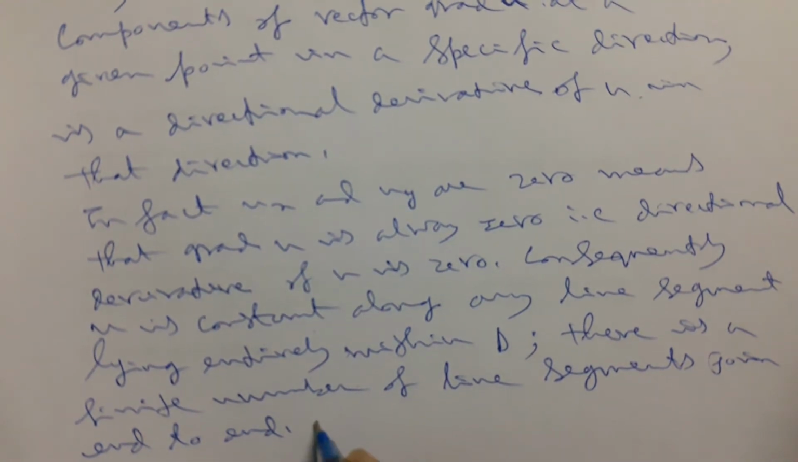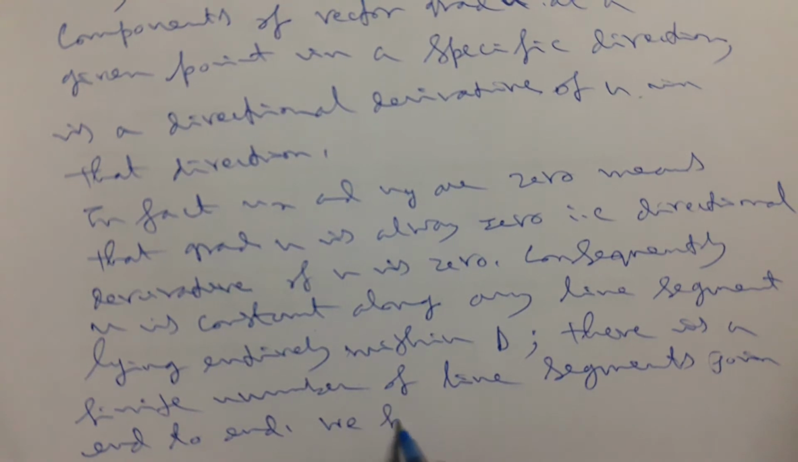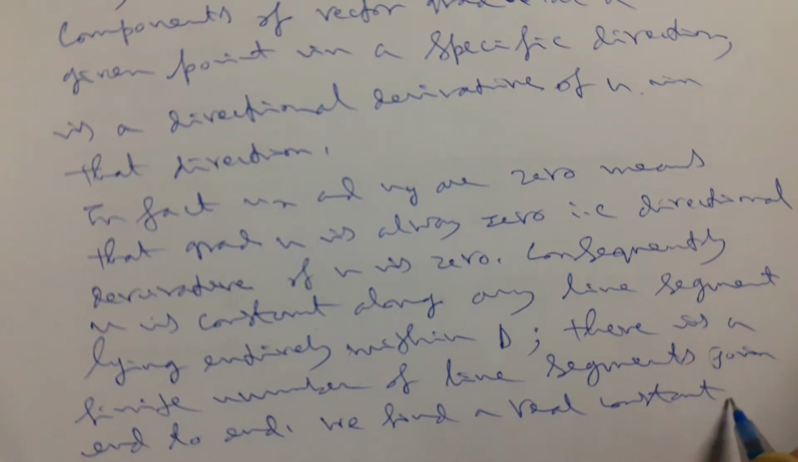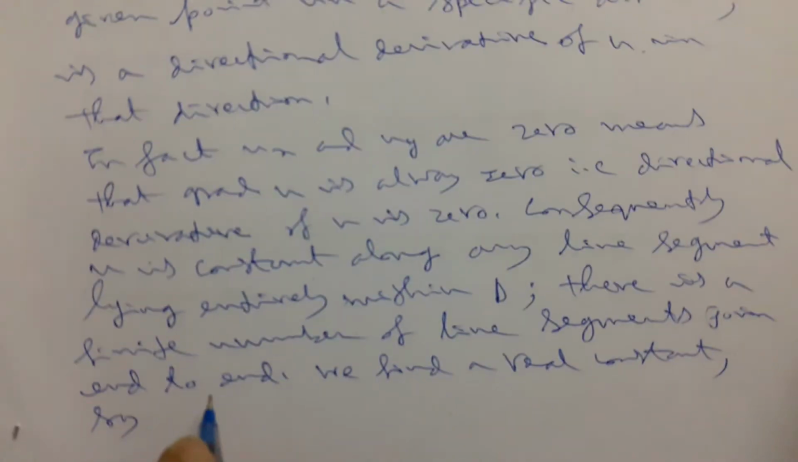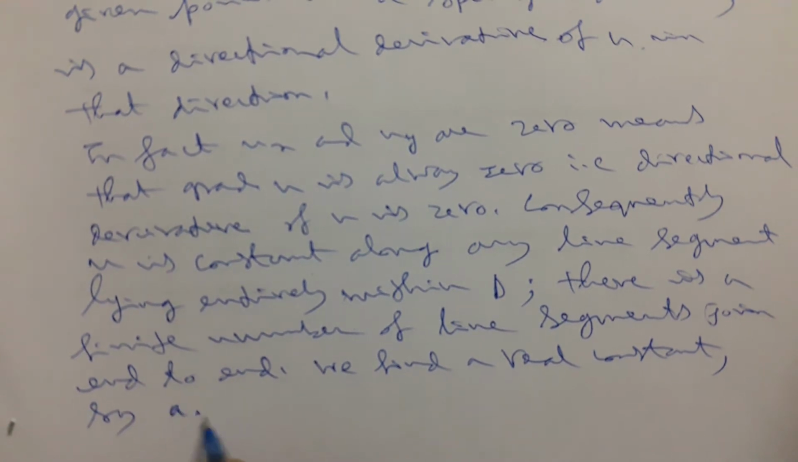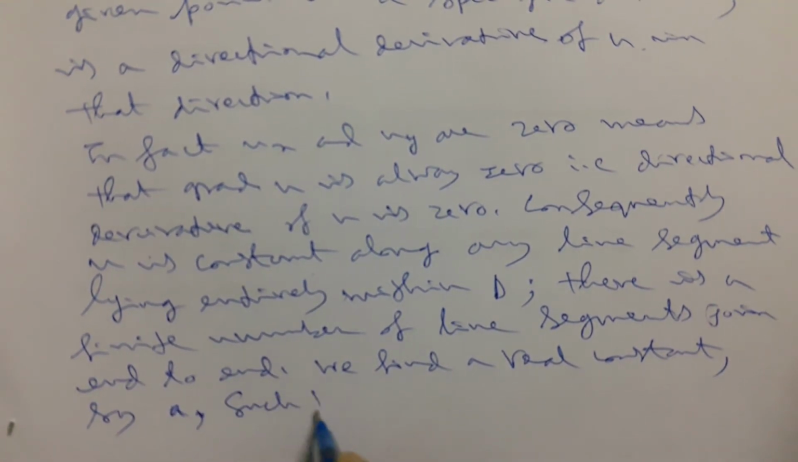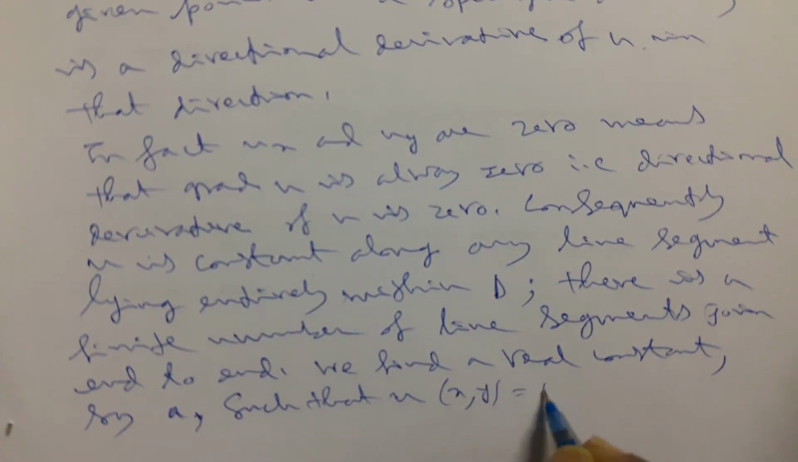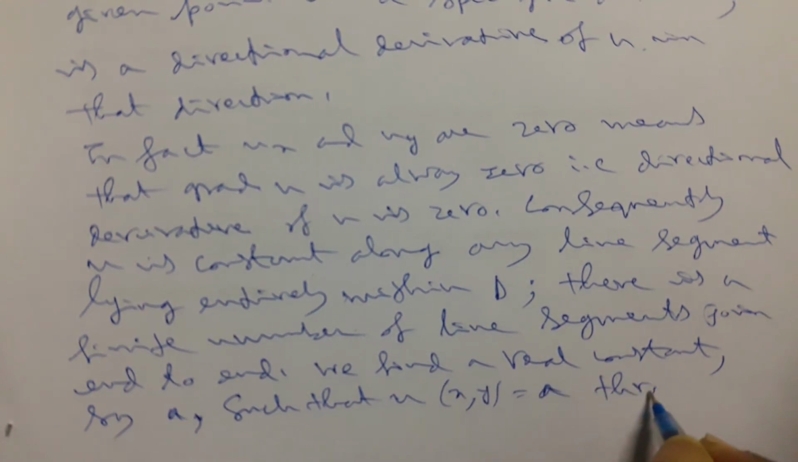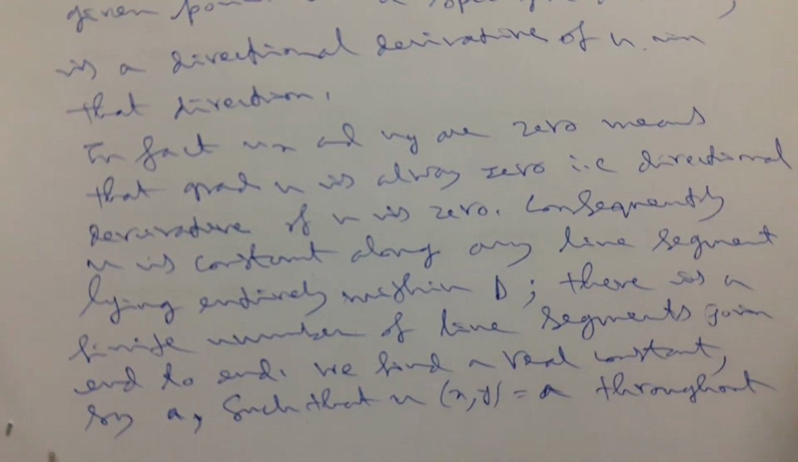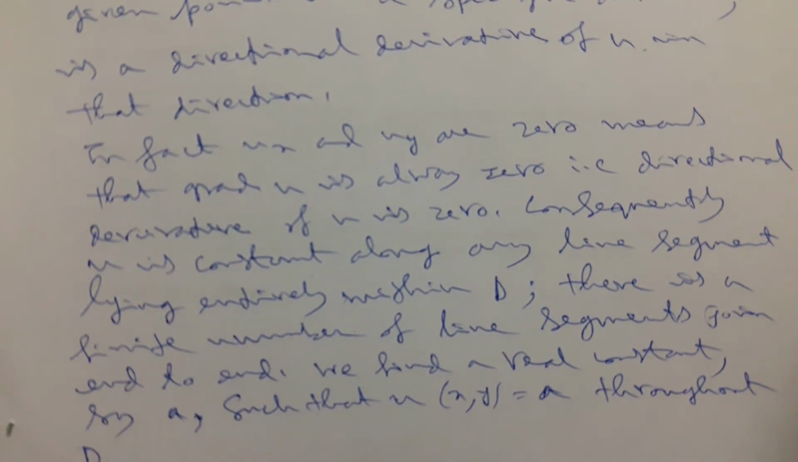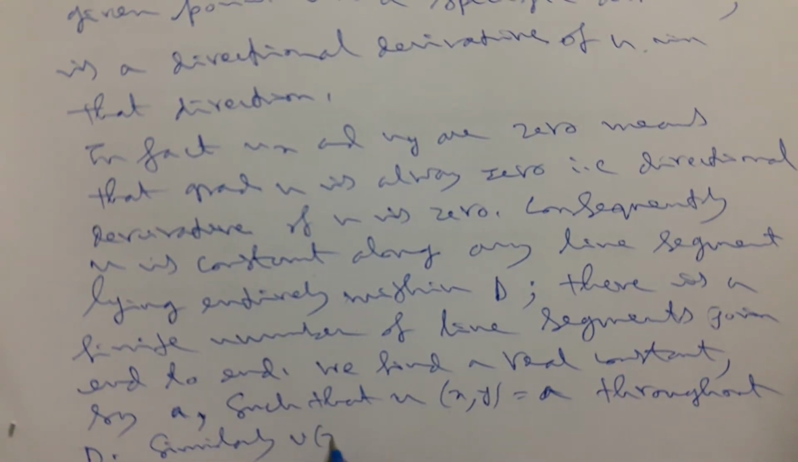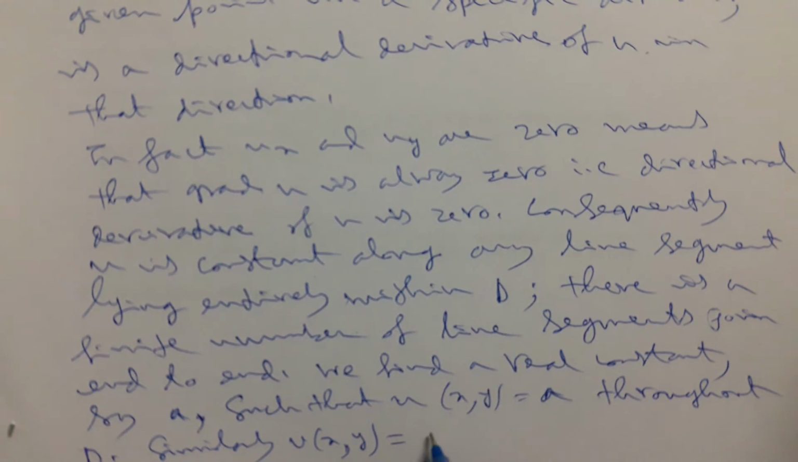So we find a real constant, say A, such that u(x,y) is equal to A throughout D. Similarly, for v(x,y) we get a similar condition, that is B.